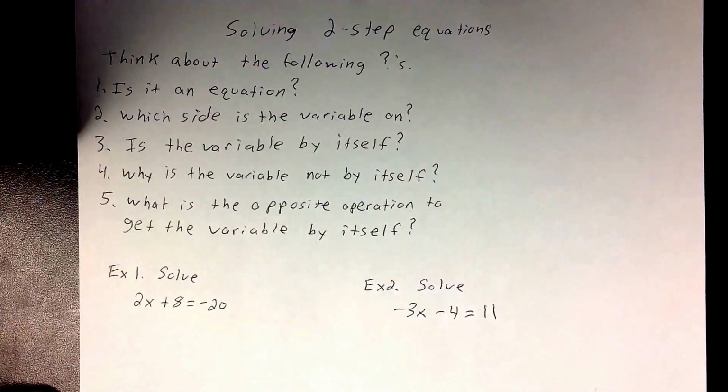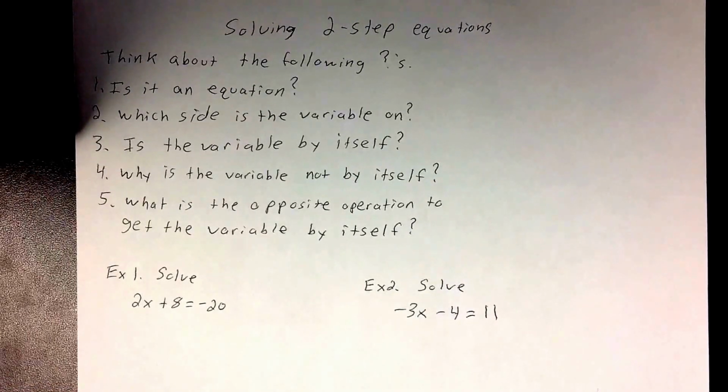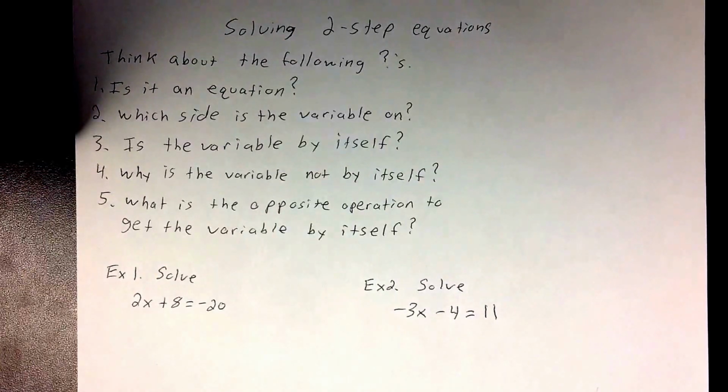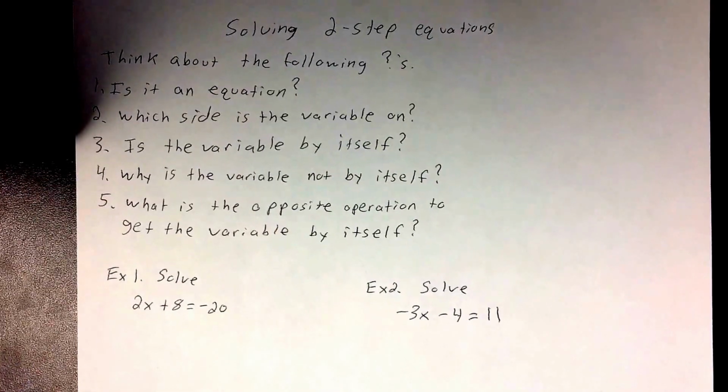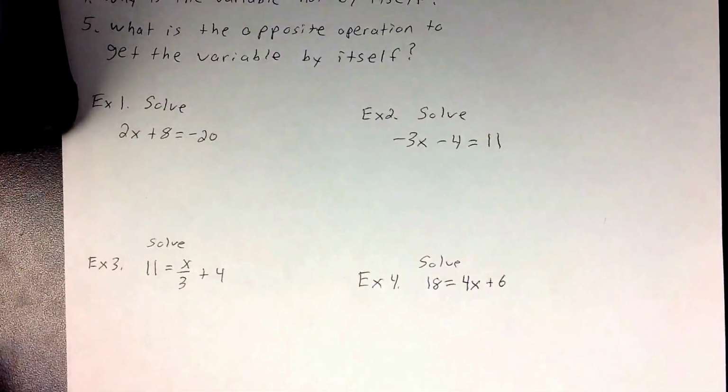Okay, solving two-step equations. Again, we still ask ourselves, is it an equation? Which side is the variable on? What's on the side that's making the variable not be by itself, and then how do we get rid of it? So if I look at the first example, 2x plus 8 equals negative 20.